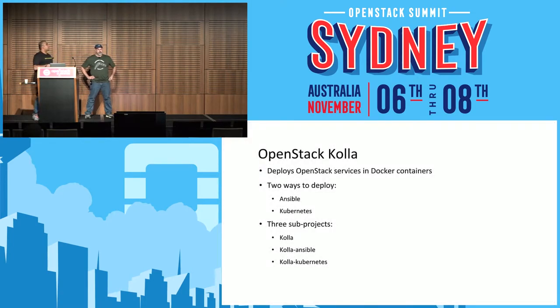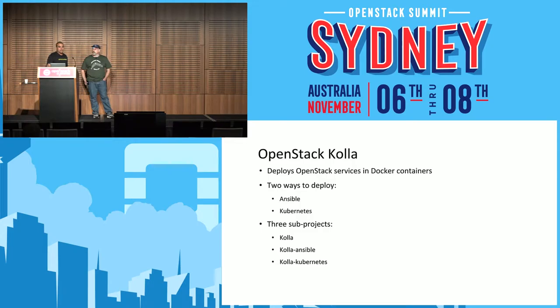OpenStack Kolla. So Kolla is actually an installer project. It installs OpenStack in Docker containers. Every service is in a container with its config files, templatized using Jinja template. There are two ways to deploy Kolla. One is the Ansible way, which we call Kolla Ansible. And then there's the newer, cooler Kubernetes way, called Kolla Kubernetes.